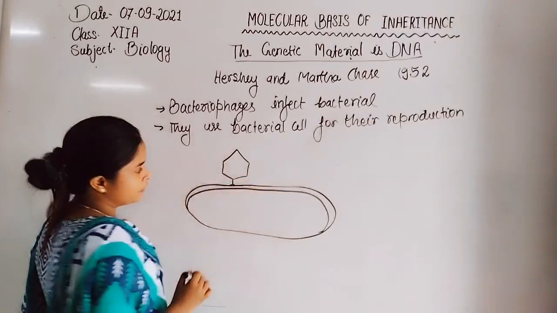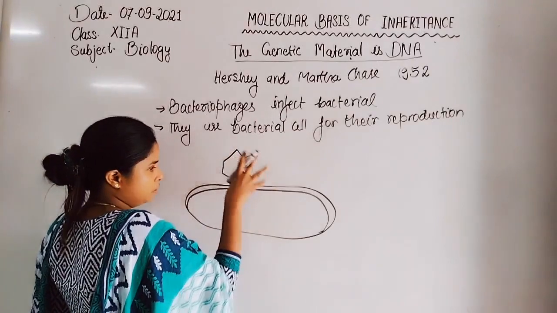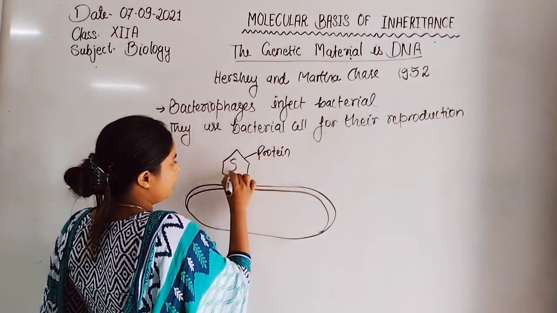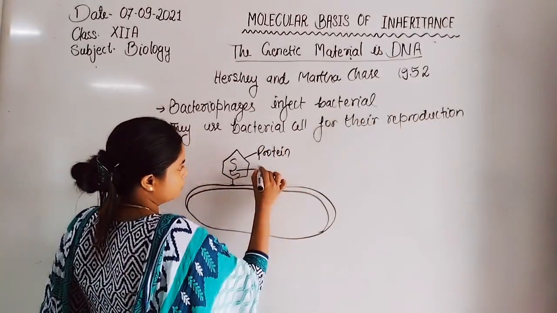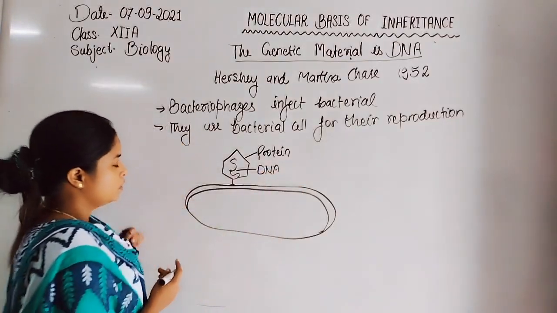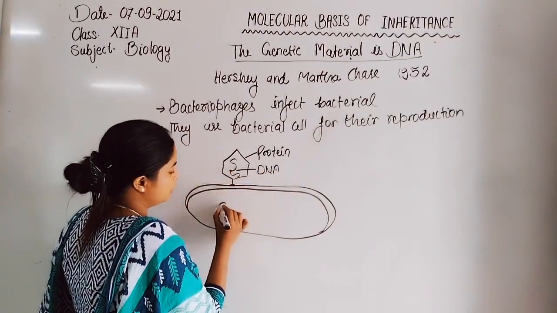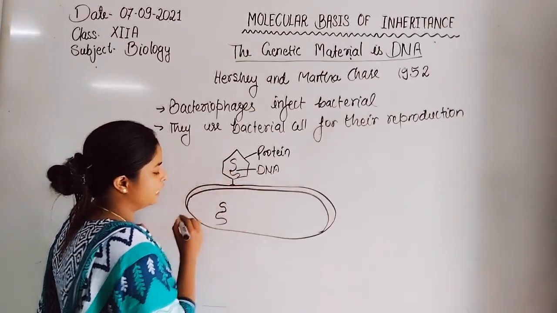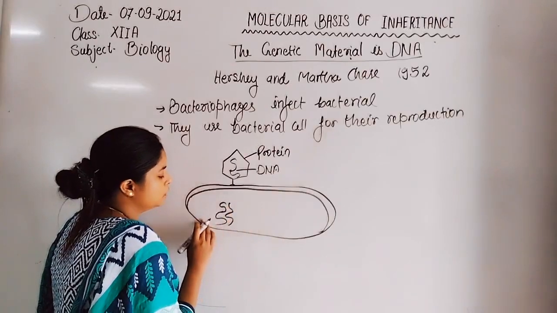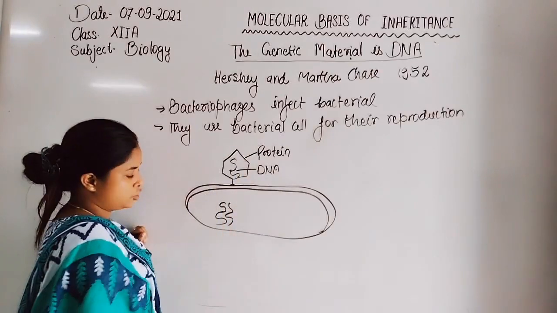So here is a bacteriophage that infects bacteria. The bacteriophage's coat is formed by protein, simply protein, and they have genetic material, DNA. So how do they infect bacteria? They only transfer their genetic material into bacteria. That DNA undergoes replication and forms 2 DNA from 1, and 4 from 2, and so on, multiplication.